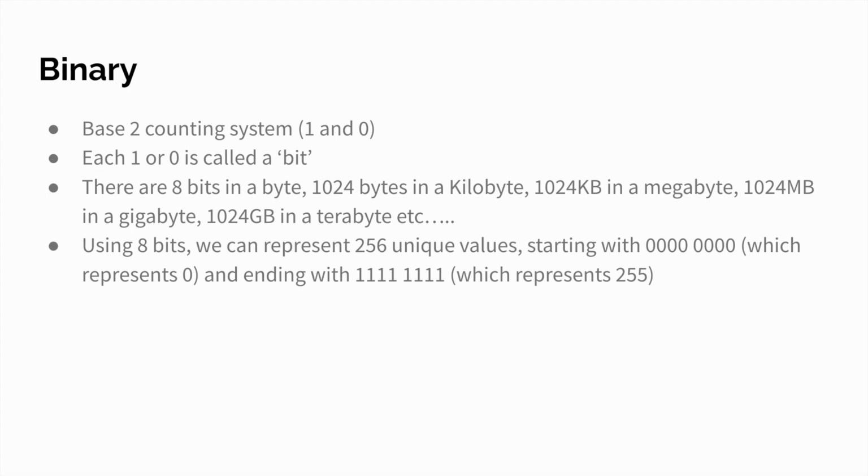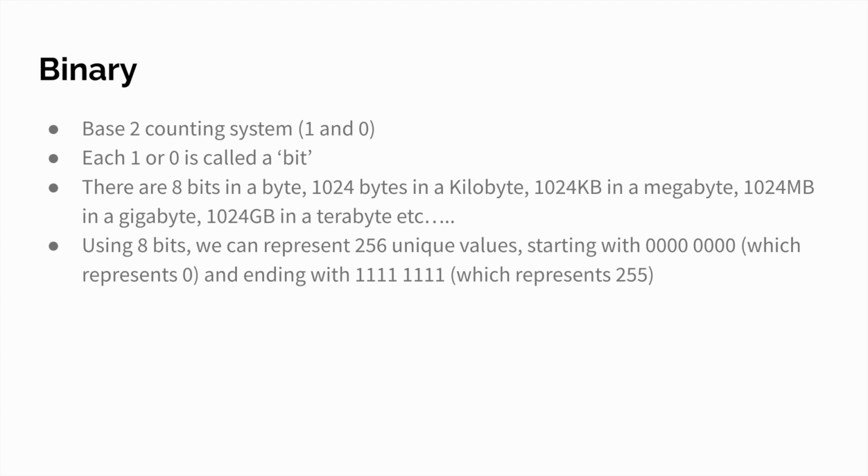Binary, then, we should know binary by now. It's a base 2 counting system. So we have two values, a 1 and a 0, and each 1 or 0 is called a bit. There are 8 bits in a byte, 1024 bytes in a kilobyte, 1024 kilobytes in a megabyte, 1024 megabytes in a gigabyte, 1024 gigabytes in a terabyte, etc. It goes on and on. Everyone is, I suppose, familiar with these units of storage for binary information.